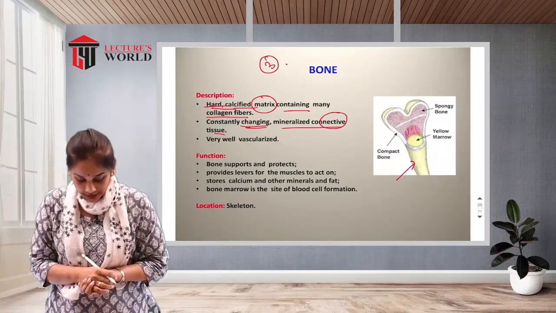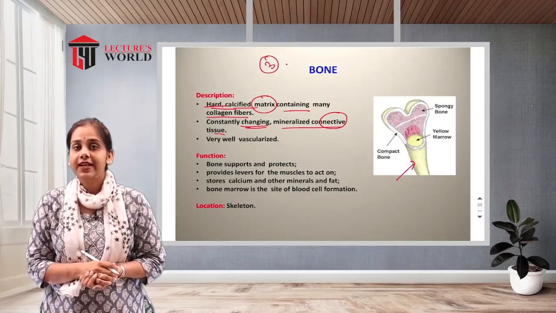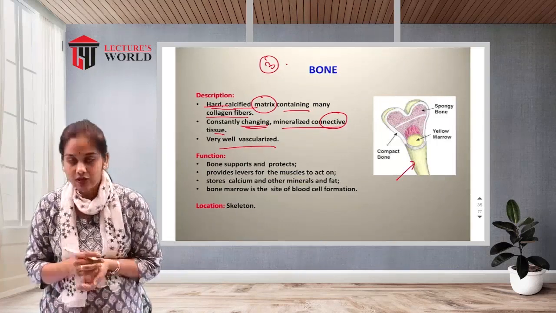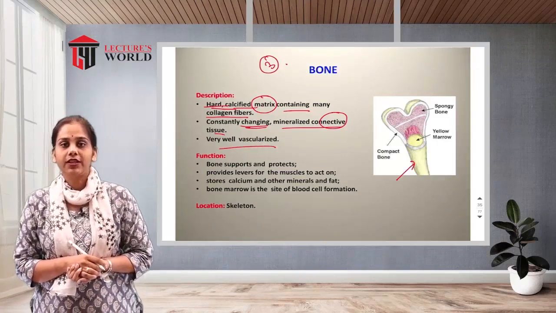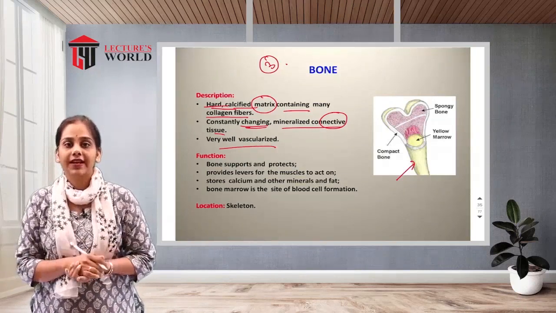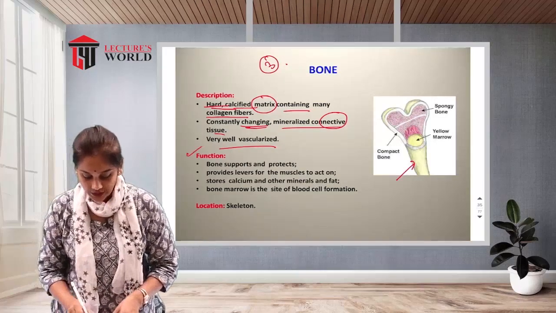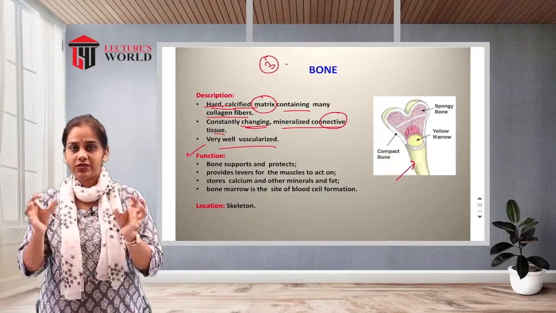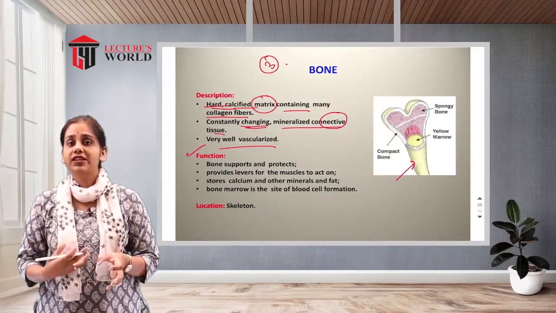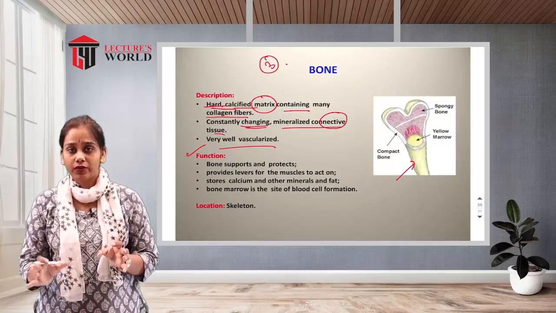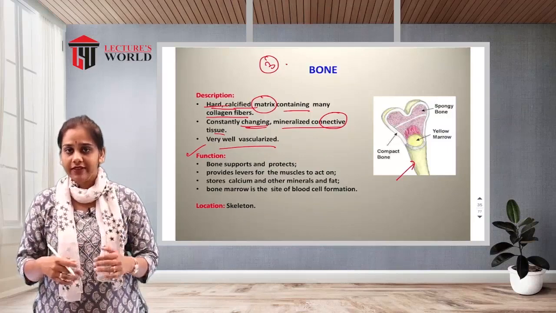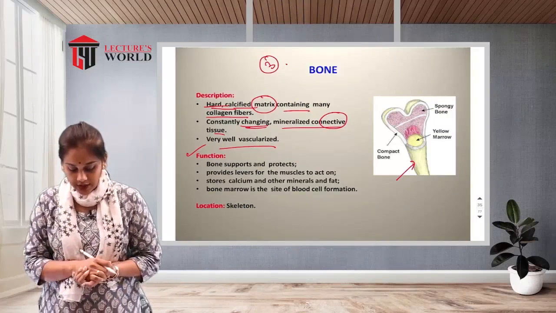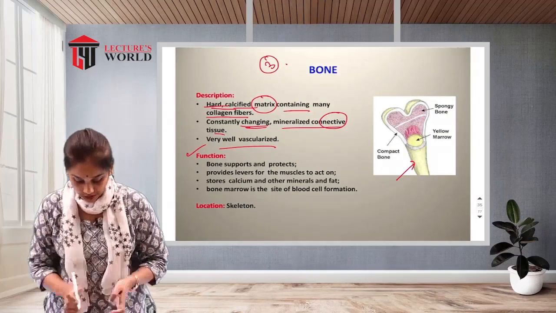Because it is a mineralized connective tissue, it is very well vascularized. There is a blood supply to the bones. What is the basic function of the bone? Bone supports and protects our body. It gives a structural framework to the body. Bone supports the internal organs that are delicate, so it helps with support and gives protection.